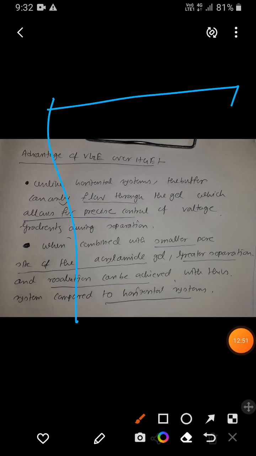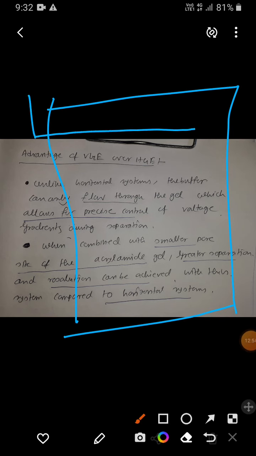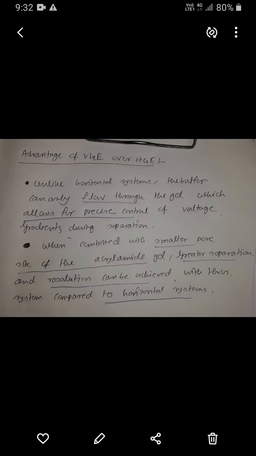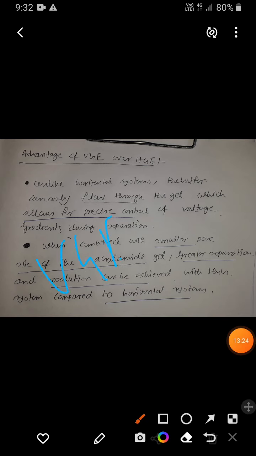The most important advantage of VGE is that the buffer can only flow through the gel, so that we can easily control the voltage gradient during separation. And another important one is the smaller pore size of the acrylamide gel. When combined with vertical gel electrophoresis, it provides greater separation and resolution as compared to the horizontal system. That is why vertical gel electrophoresis is often combined with PAGE, not with agarose gel electrophoresis, right?